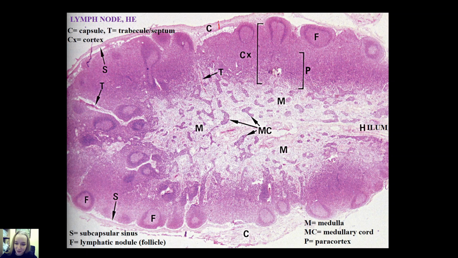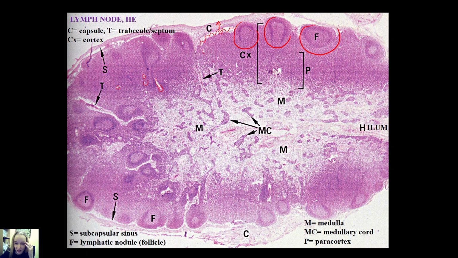So once again, this is a very nice picture of a lymph node. We can see a capsule made of dense irregular connective tissue. Here is the subcapsular sinus. Probably there should be some parafollicular sinuses, these white spaces over here, and medullary sinuses that can be found here in the medulla. The cortex contains these lymphatic follicles right here.